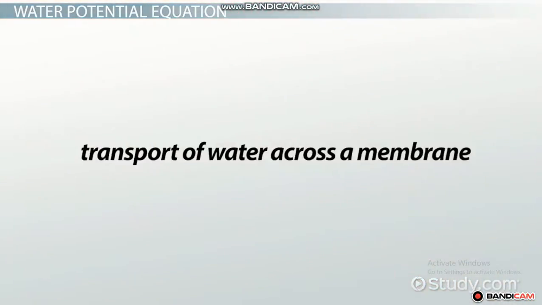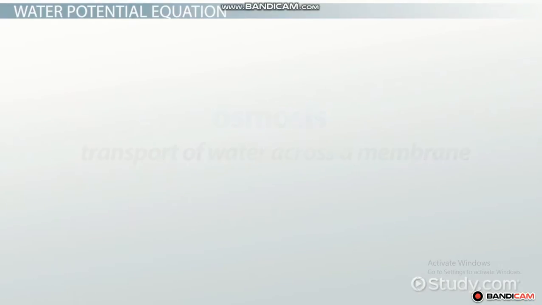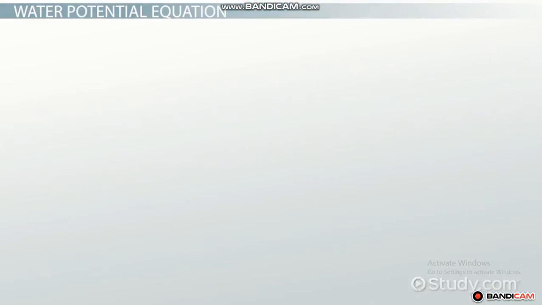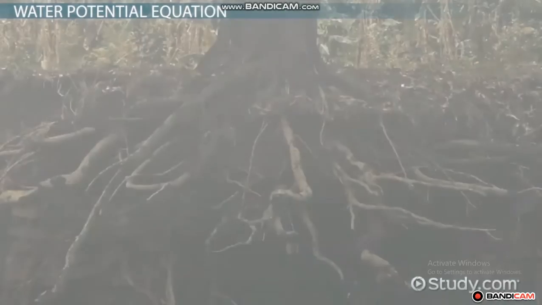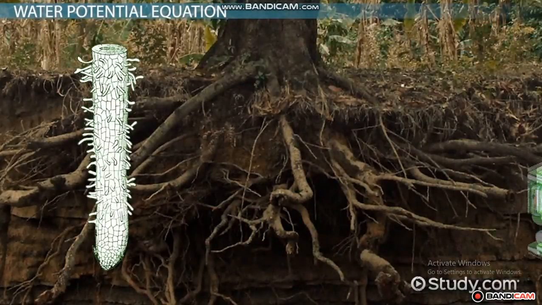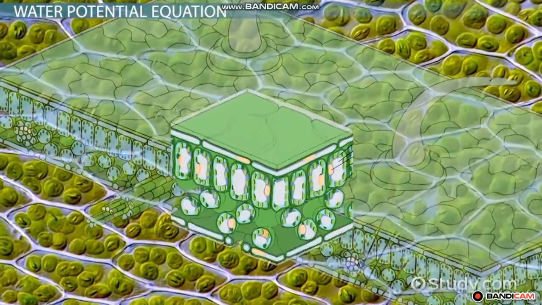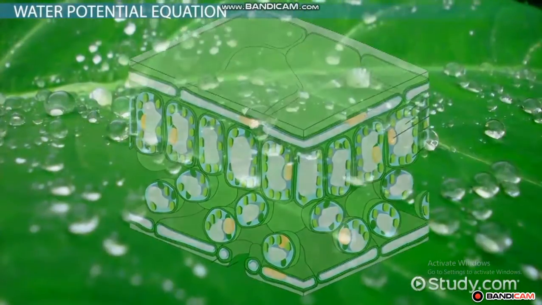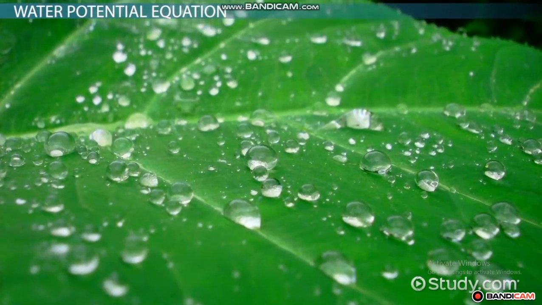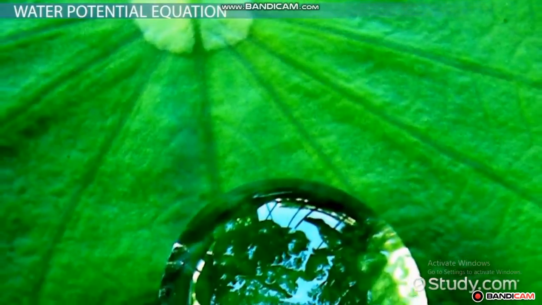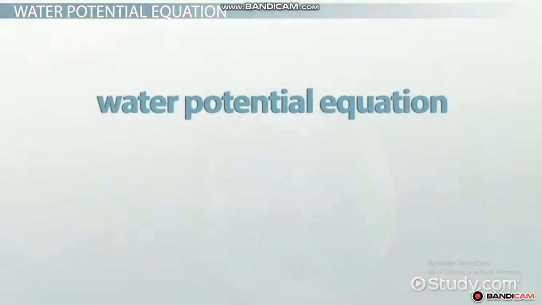The transport of water across a membrane, like the membranes surrounding cells, is called osmosis. If the total water potential in a cell is lower than the potential of water in the ground, that water will naturally move into the plant through osmosis, seeping through the membranes of root cells. Once the water is inside the plant, controlling water potential throughout various leaves and branches determines the distribution of that water. The total water potential in a system is a combination of a series of factors, which we can calculate through the water potential equation.